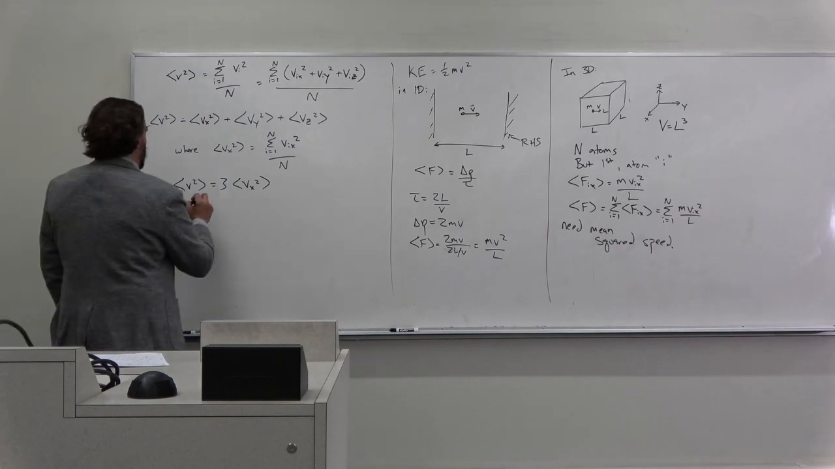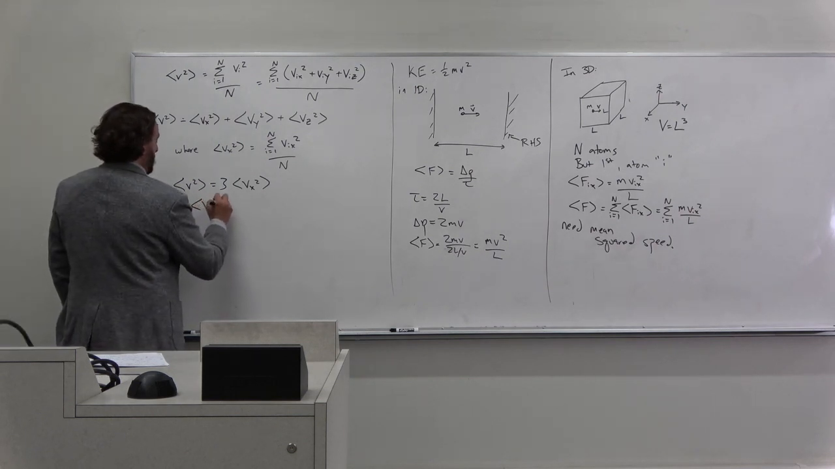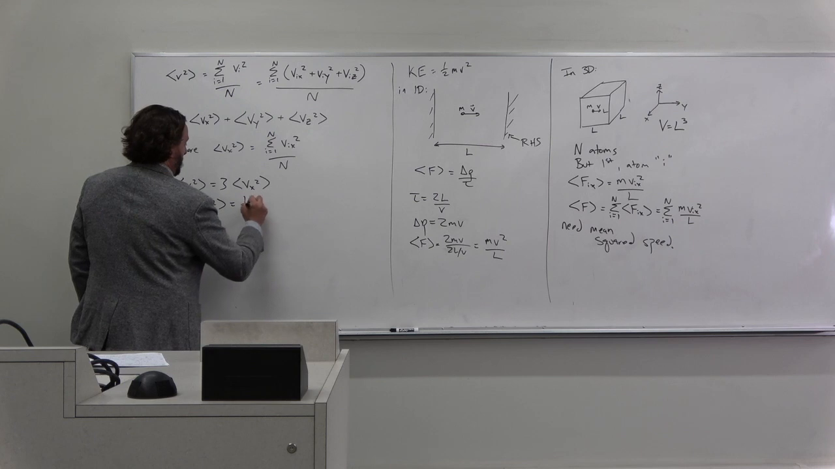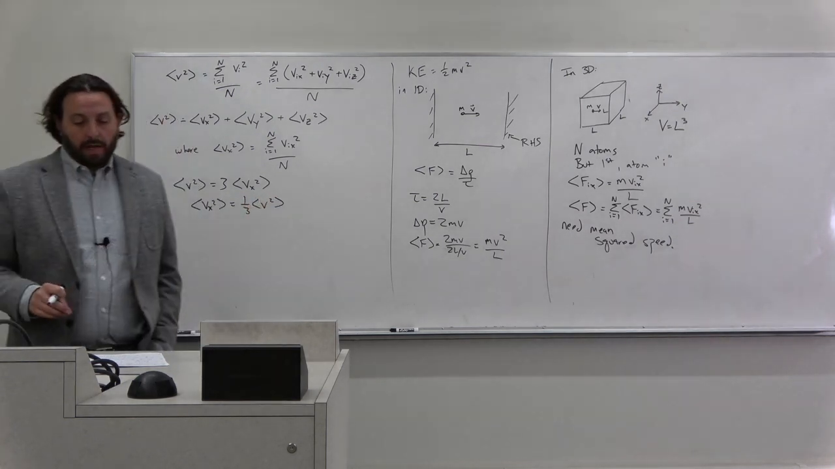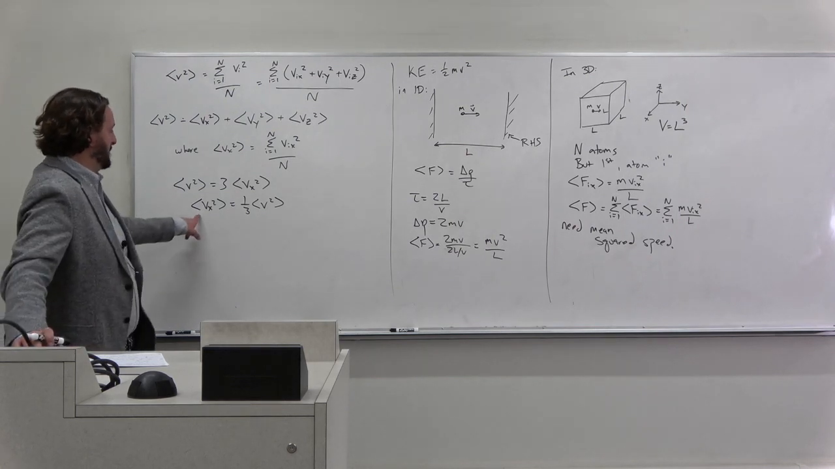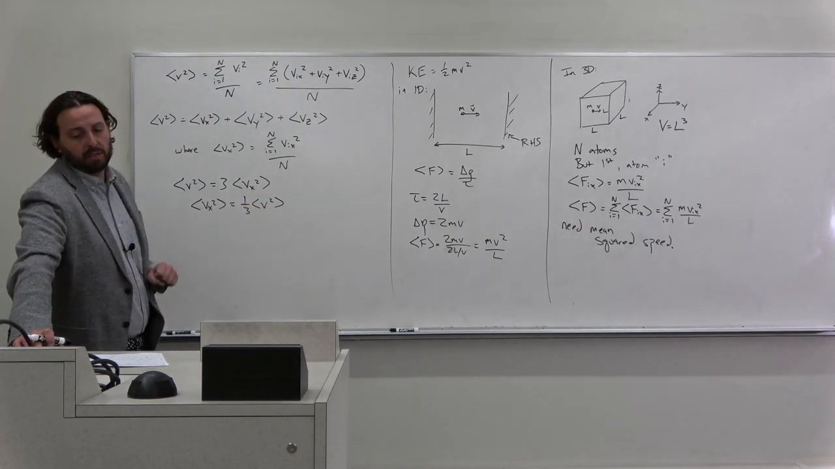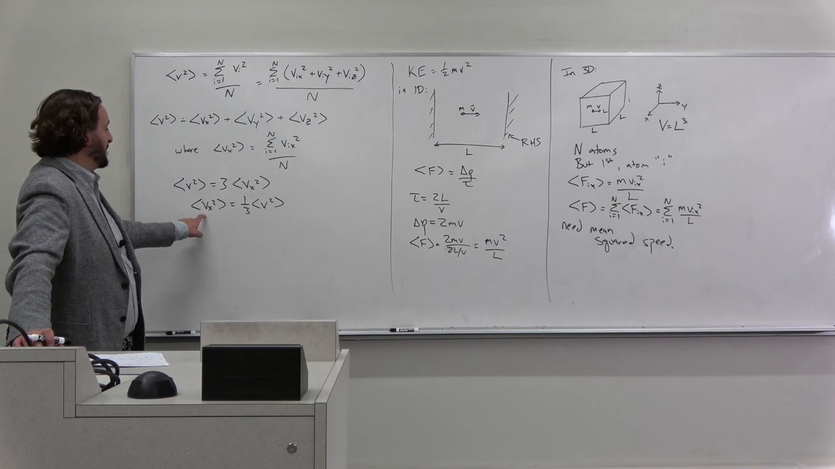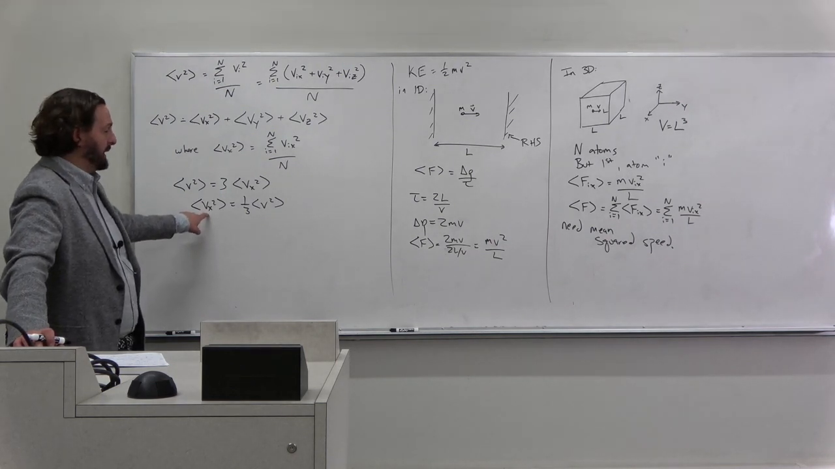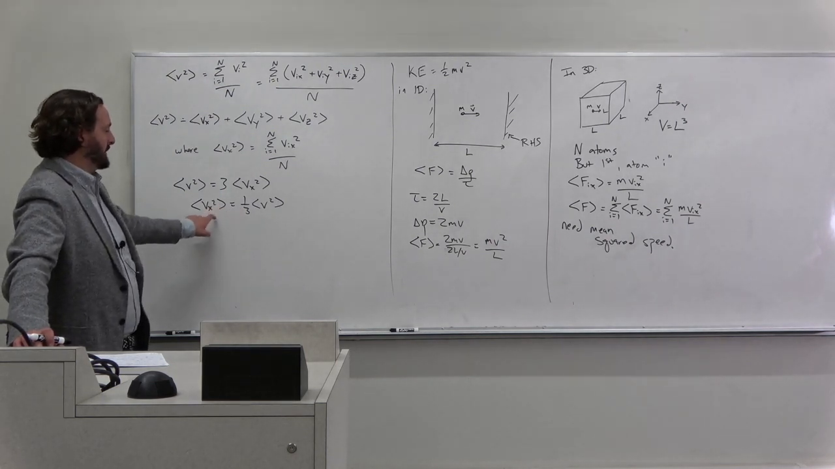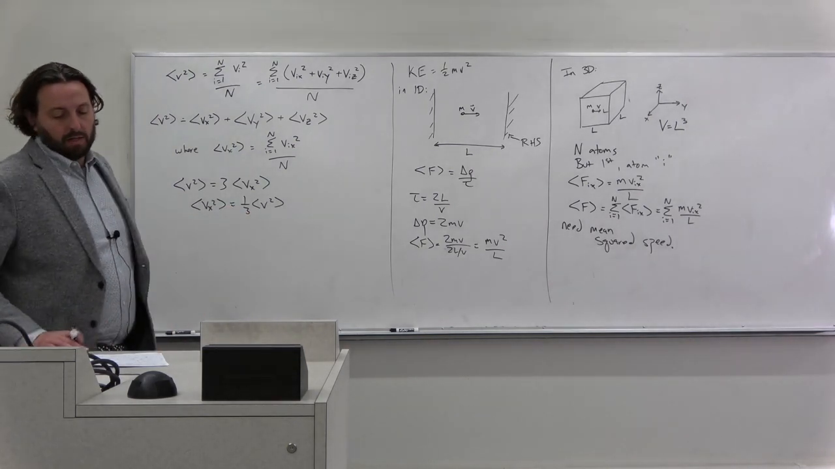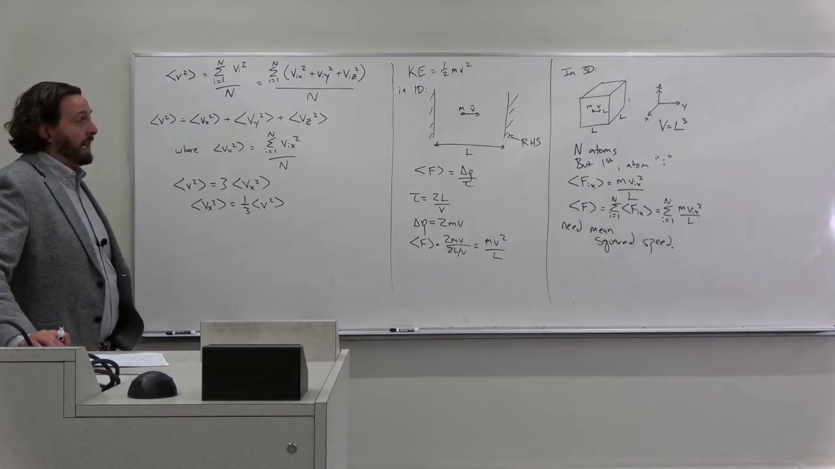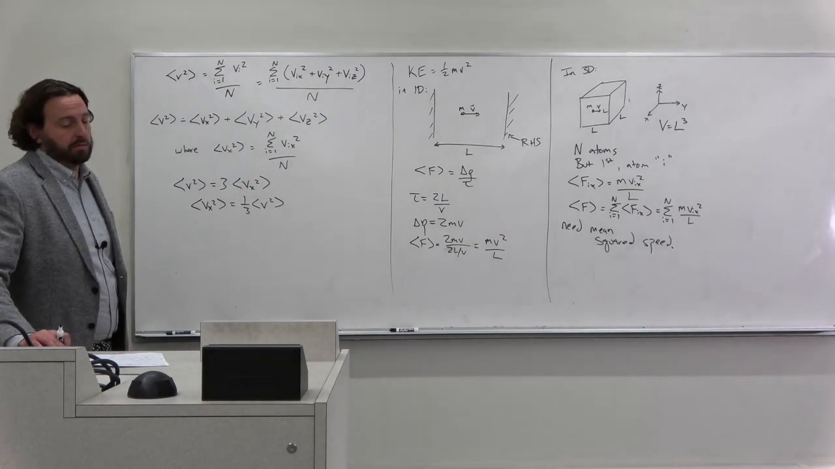Or Vx squared is 1/3 of the v squared. So on average, the speed in the x direction is a third of the average mean squared speed. The average of the velocity squared in the x direction is a third of the mean squared speed. Okay. So now we can put that into our force.